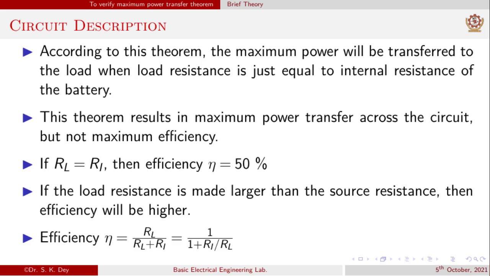This theorem results in maximum power transfer across the circuit, but not maximum efficiency. If load resistance RL is equal to the internal resistance Ri, then efficiency will be 50%. If the load resistance is made larger than the source resistance, then efficiency will be higher. So we can see the efficiency formula is given: eta is equal to RL upon RL plus Ri.